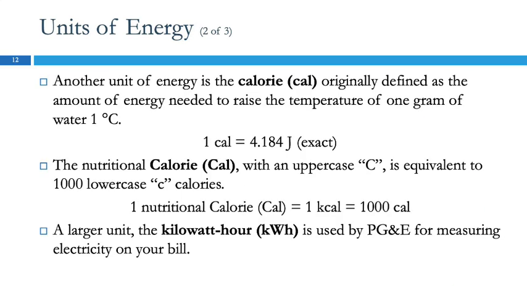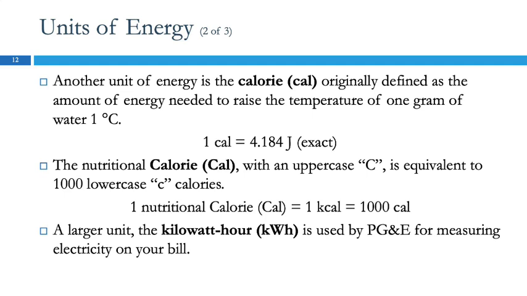Another unit of energy that you might be more familiar with is a calorie, right? There's actually 2 kinds of calories. There's a calorie with a lowercase c, and there's a calorie with an uppercase or capital C. So these are the calories we use in science. That was originally defined as the amount of energy needed to raise the temperature of 1 gram of water by 1 degree Celsius. 1 calorie is exactly equal to 4.184 joules, and that's abbreviated cal. The nutritional calorie, which is what it says on your bag of peanut M&Ms about how many calories per serving, has a capital C, and the abbreviation is capital Cal.